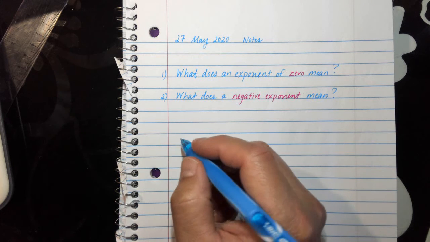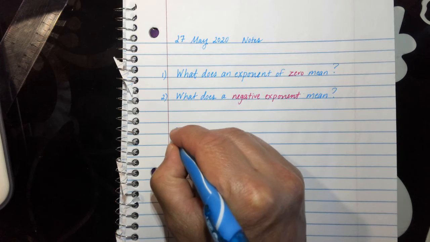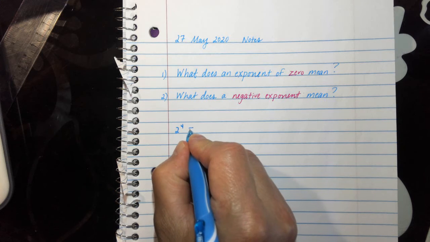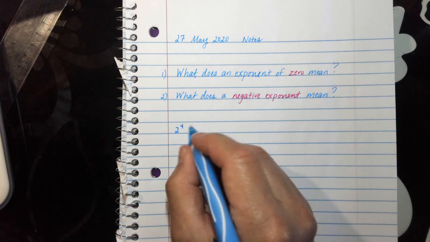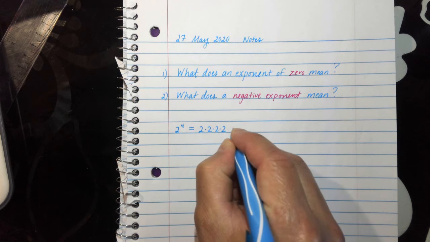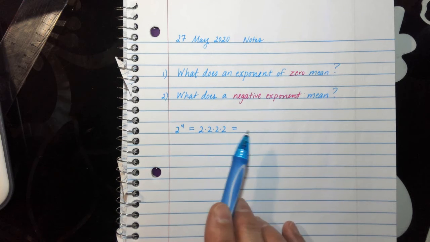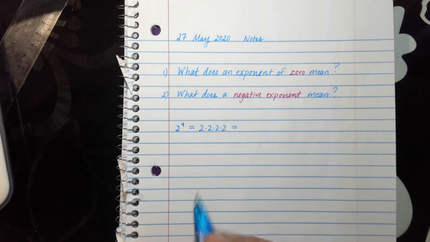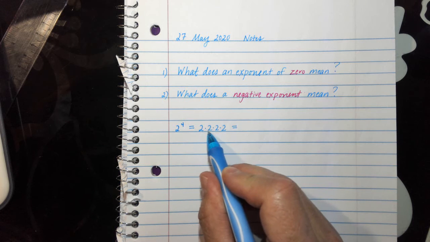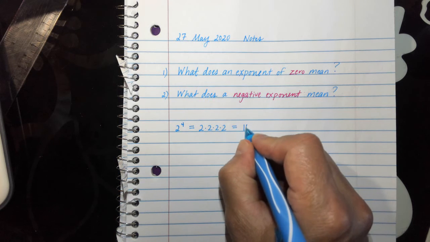So let's see. I'm going to use base 2. Why base 2? Because we're pretty good at multiplying by 2s. So 2 to the 4th power equals 2 times 2 times 2 times 2. This is called exponential form. This is expanded form, and what we're about to do here is write the answer. That's called evaluating. So 2 times 2 is 4, and that's also 4, so it's like 4 times 4, which is 16.